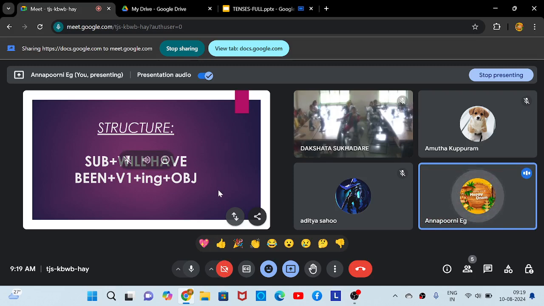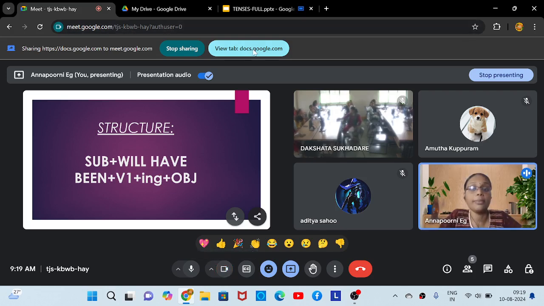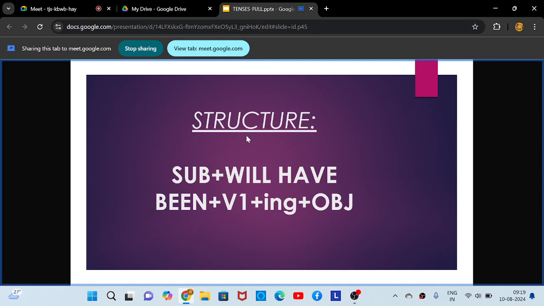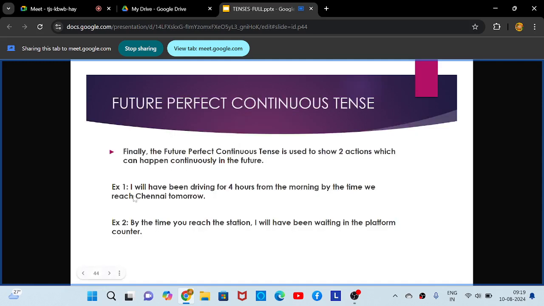So in all these cases, you have to use the v1 plus ing form. That is the continuous form of the verb. Clear? So here you can check the subject plus will have been plus v1 plus ing plus object is the format. Okay, so now you can check the examples.